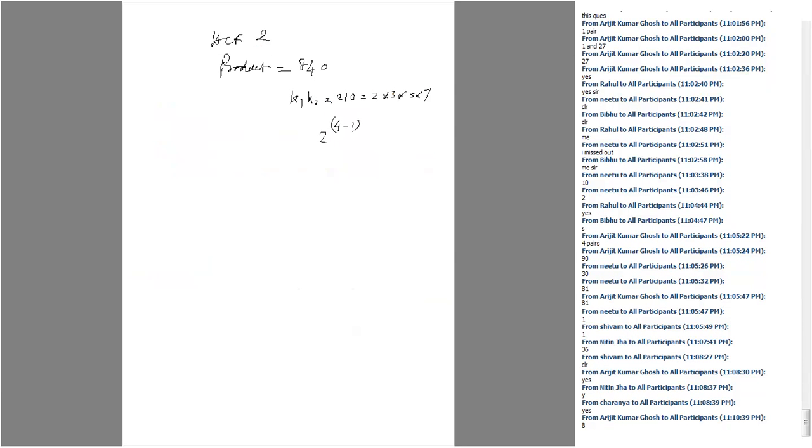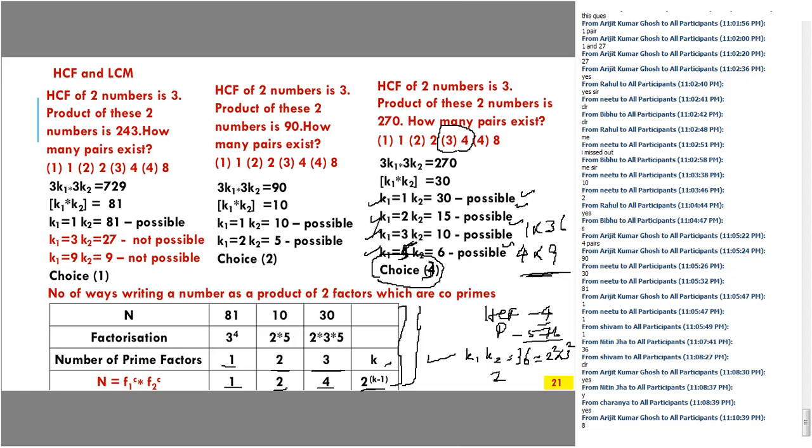210. Finding factors will be difficult or not? What is this? 2 into 3 into 5 into 7. Answer is 2 power 4 minus 1 or not? Shakila, well done. Are you clear now? So that's the reason why I wanted you to know this. Clear?